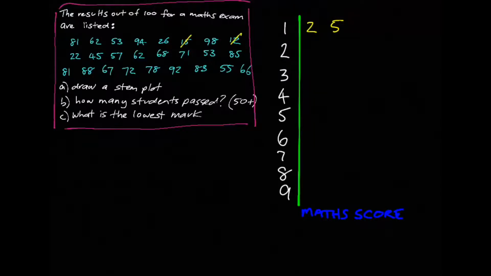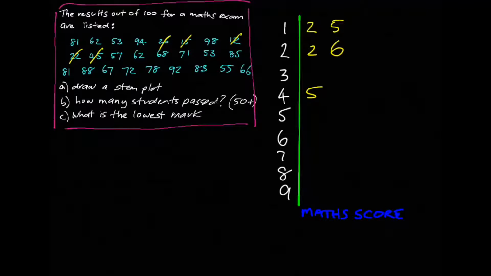Now looking at the 20s, we've got 26, 22, and that's it. So we've got a 2 and a 6. So 22 and 26. Now there are no 30s, so we go on to 40s. We've got 45, and that's it. So we put a 5 there.